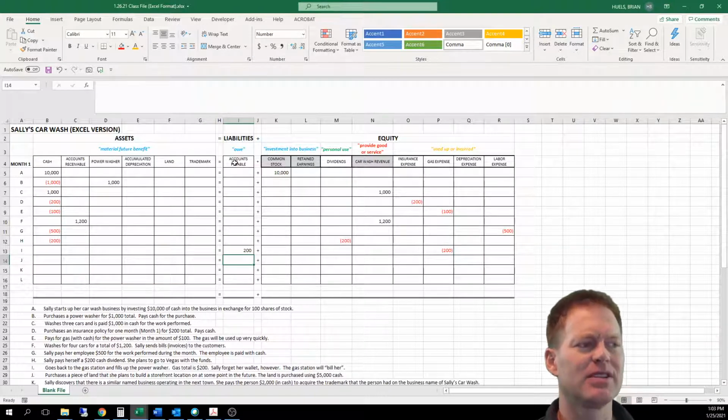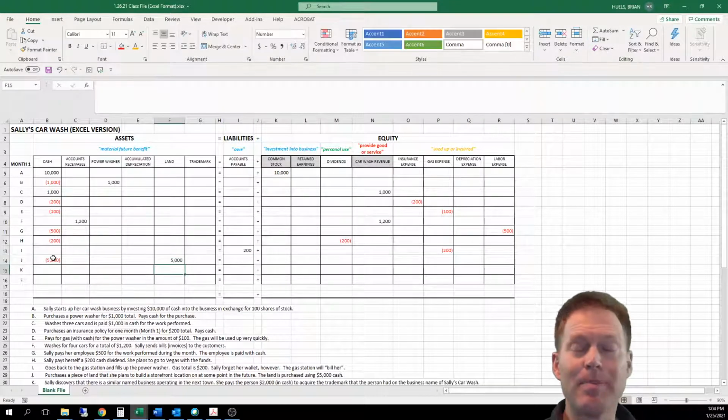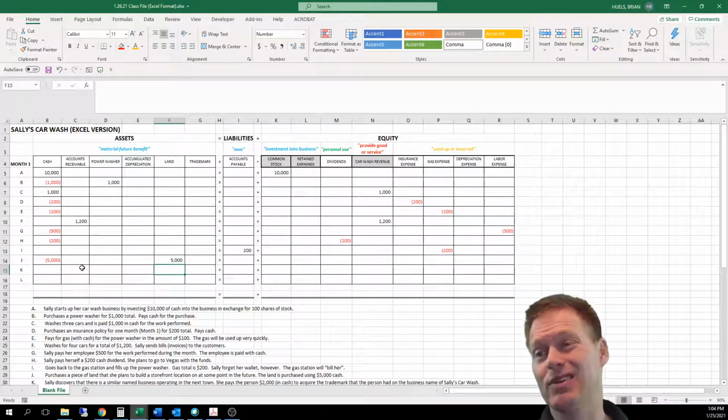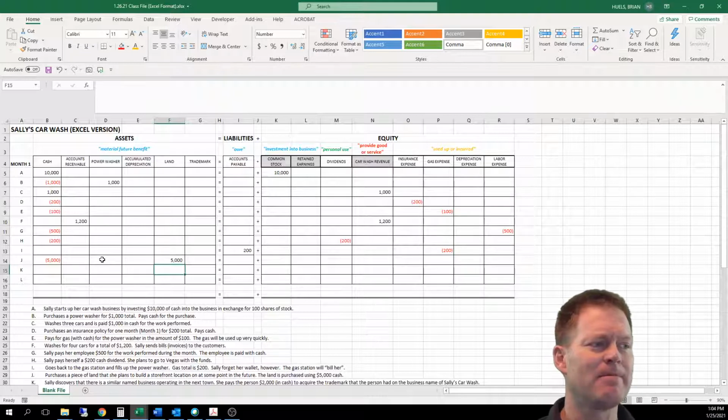J, purchase a piece of land that she plans to build a storefront on at some point in the future. Okay. Land is purchased using cash. Cash goes down. Land goes up. Right? Now that would be a long-term asset, probably in the investment section of the balance sheet, but that's where we're going to put that.